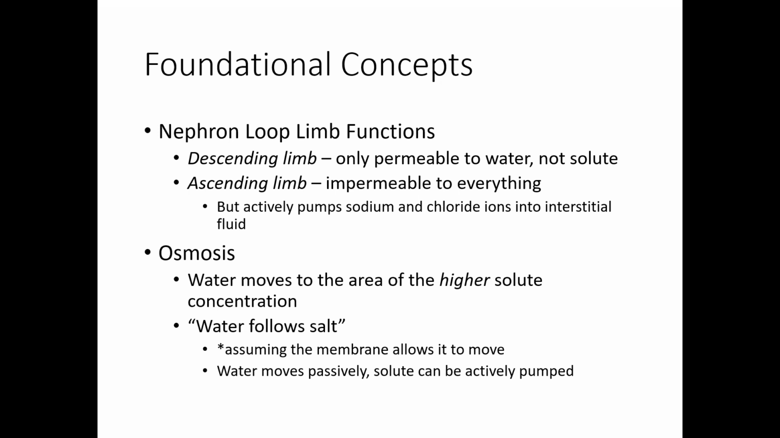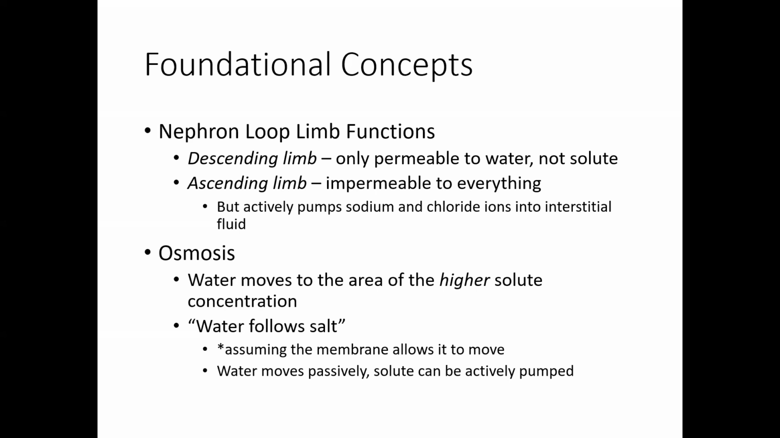Since we're looking at the nephron loop, I want to look first at a very brief explanation of the function of the limbs of the nephron loop, because this is fundamental to understanding what the nephron loop does. First is the descending limb. Due to its anatomical structure, that epithelium is only permeable to water, not to solutes. So water is the only thing allowed to cross the wall of the descending limb. No solute, specifically the sodium and chloride we're going to look at, can cross that membrane.